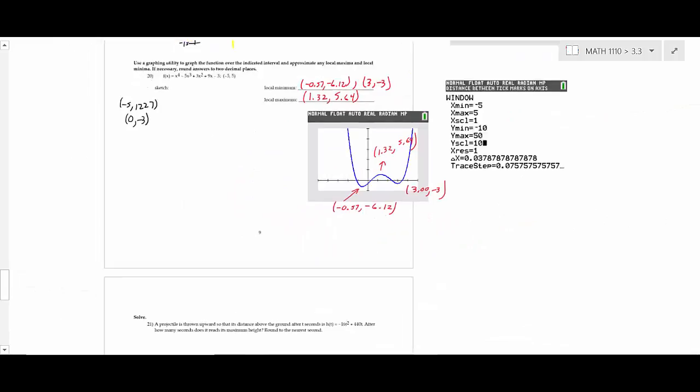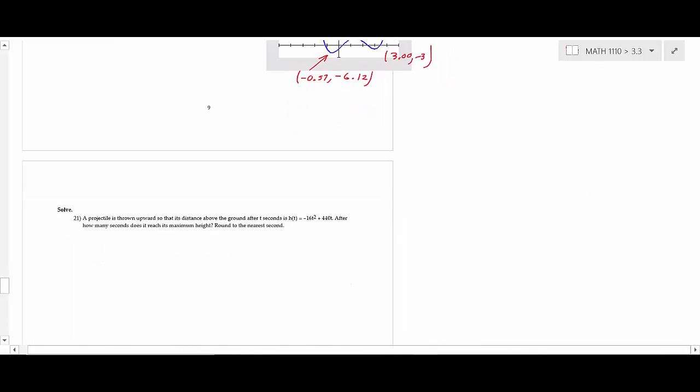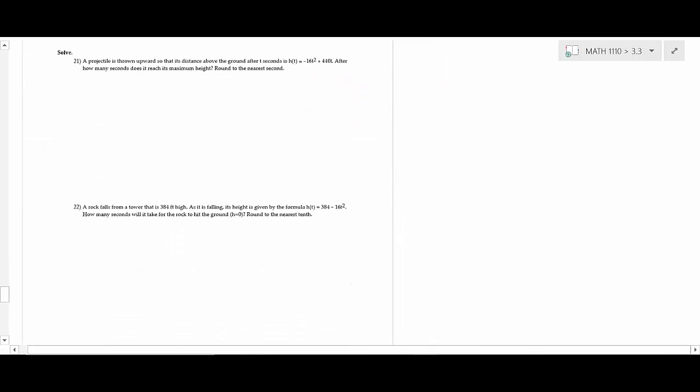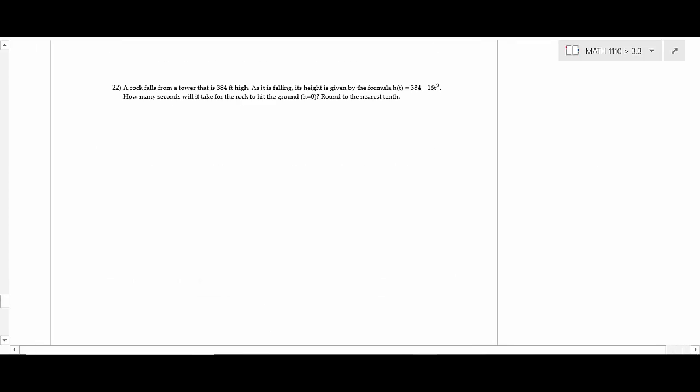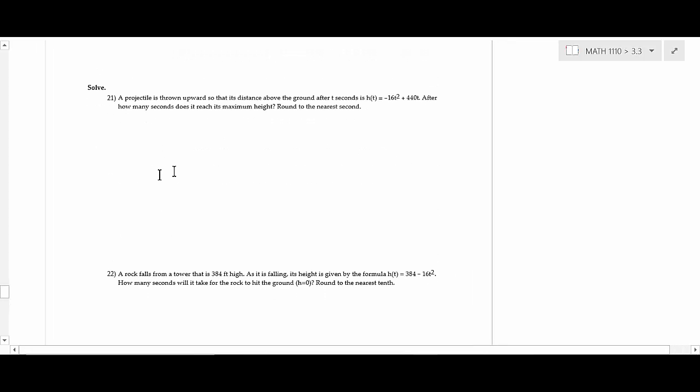Okay. Let me go ahead and get this. The next thing we want to look at is, I'm going to go ahead and look at one more like 21. 22 is a little bit different. So this is another kind of thing that you want to know how to do. We did this before. So what I want you to do on this is just take your calculator and in Y1 put in -16x squared plus 440x, and then see if you can figure out how many seconds it takes for it to reach the maximum height, okay? So what I want you to do on this is just do a rough sketch.